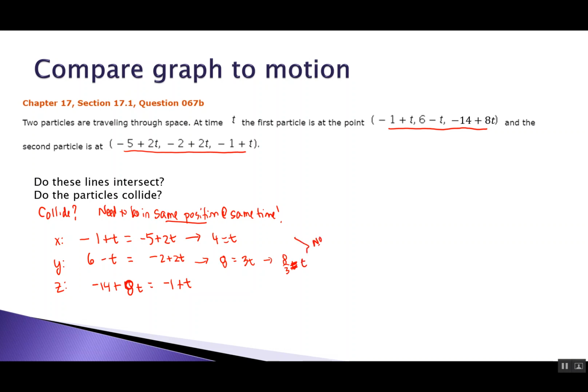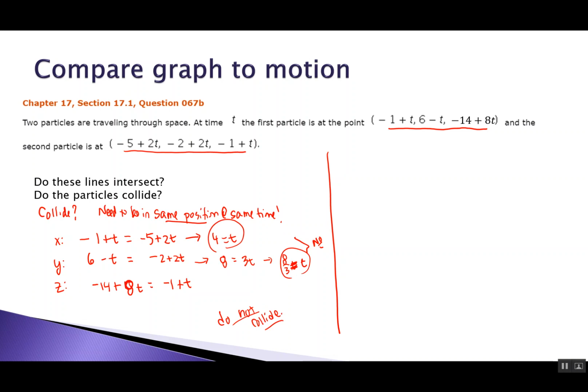So no, they do not collide. That's a good thing, because we don't want collisions. We want to prevent them if we can. Okay, so they do not collide. They might be at the same place, but they won't be at the same place at the same time, because we got different times for the x and for the y.